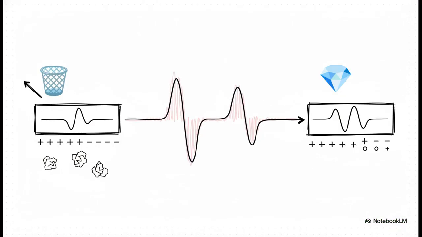So, we have a choice. On the left, there's the equal weight method. All we care about is the sign. Was the vibration positive or negative? That's it. We throw away all the rich information about its loudness, its amplitude.